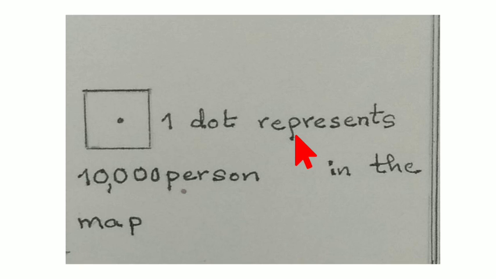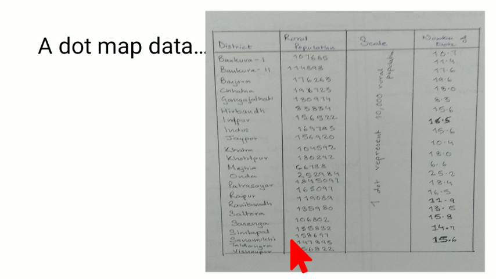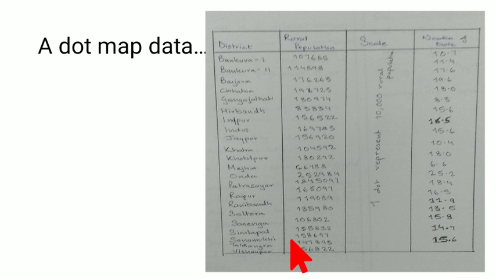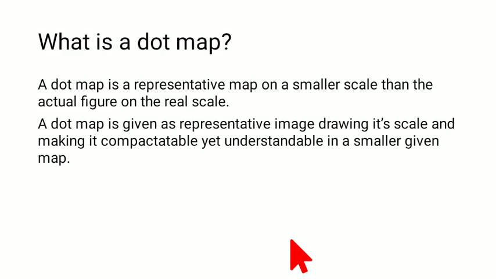So see, one dot represents 10,000 people in the map. Now how to do this, I'll show you in the next video. But this is just to make you understand what a dot map is, a first introduction to understand it.